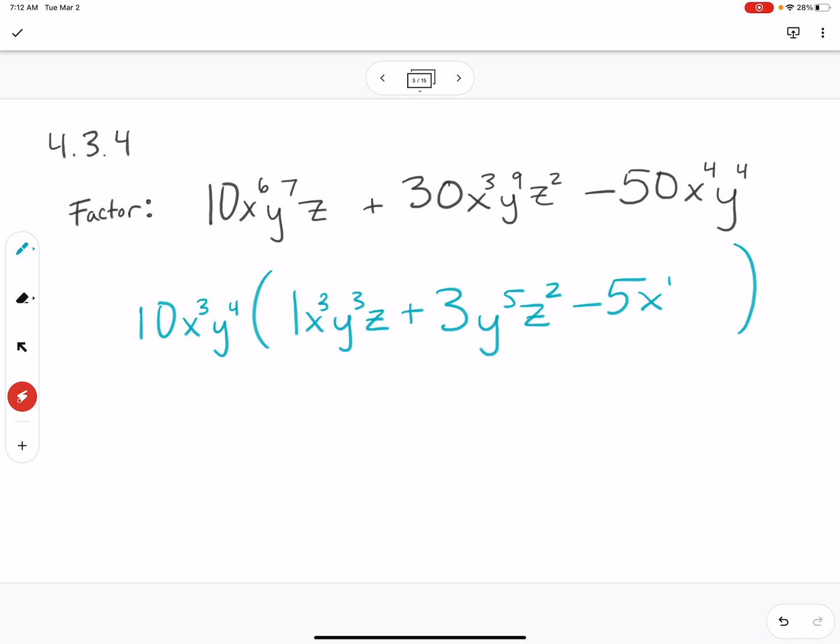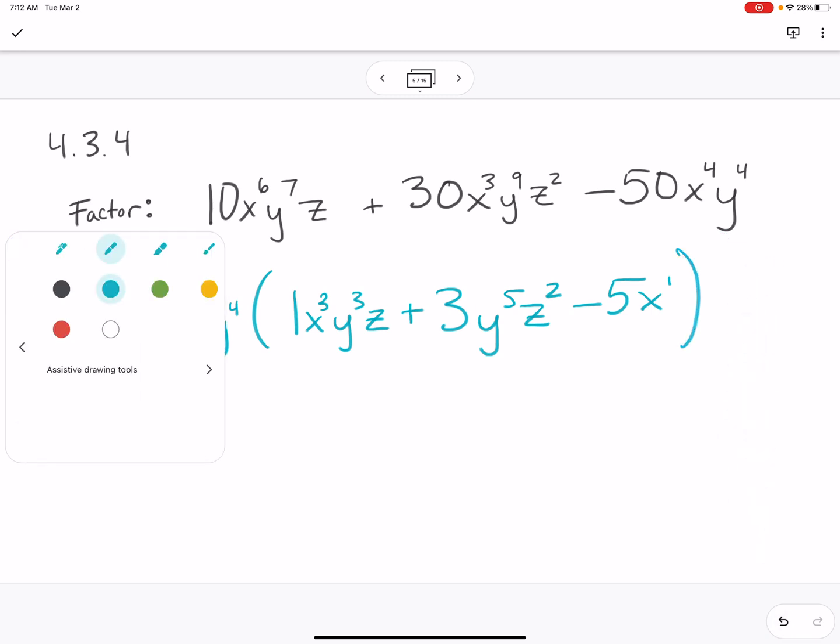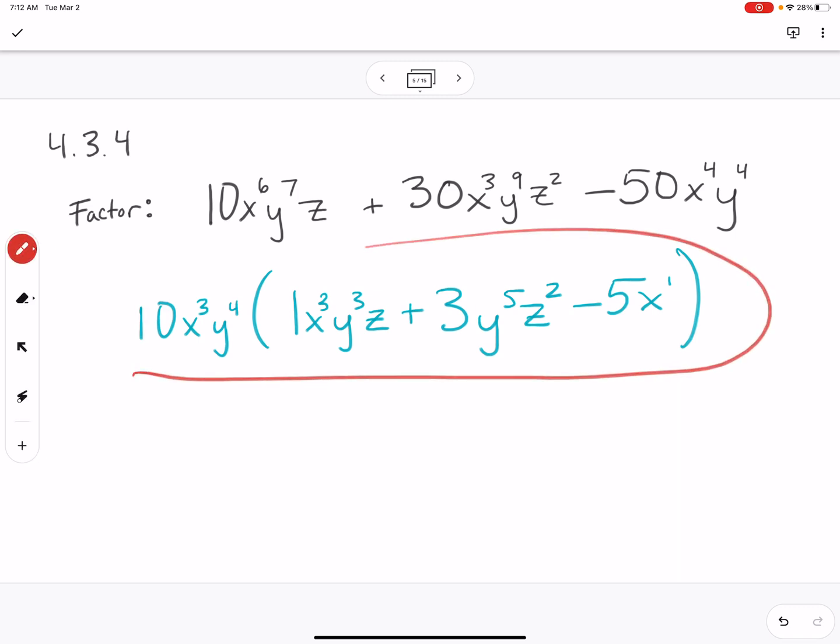So once I've gone through all of my terms here, I am done. I have factored using my GCF.